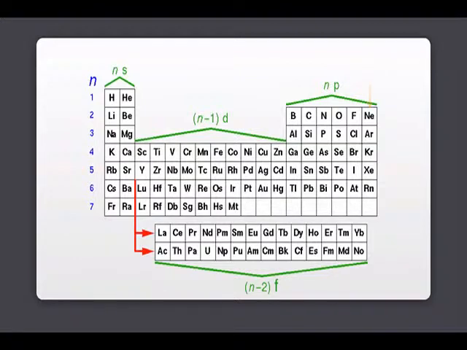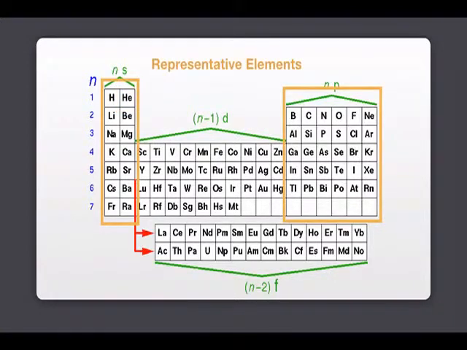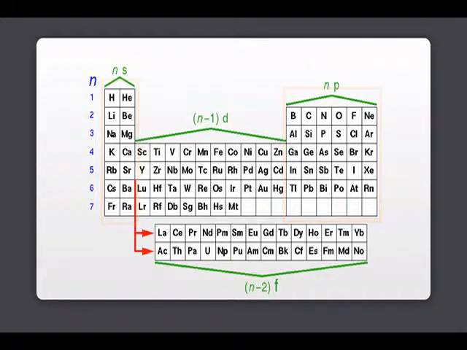A special note here. Helium's composition is 1s2. That is the reason helium is located here on this chart. All elements in block S and block P are called representative elements.